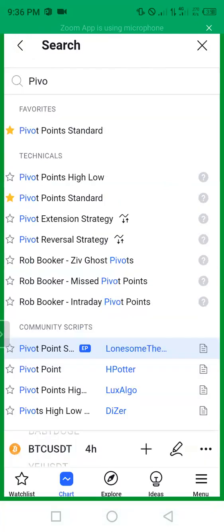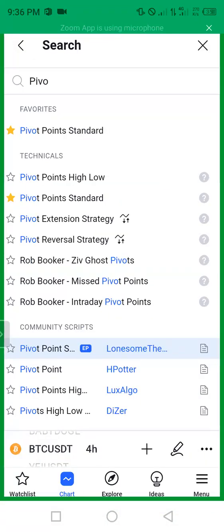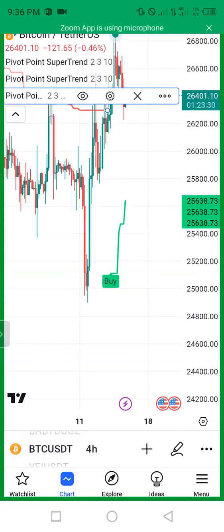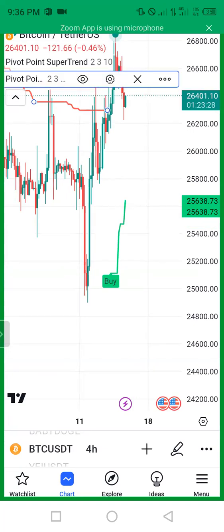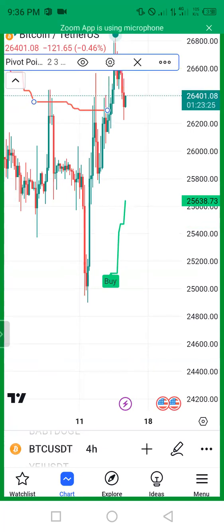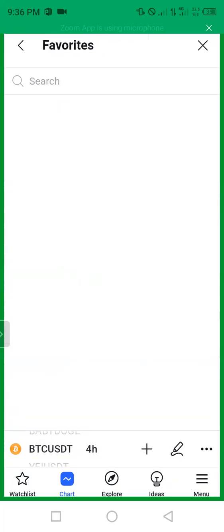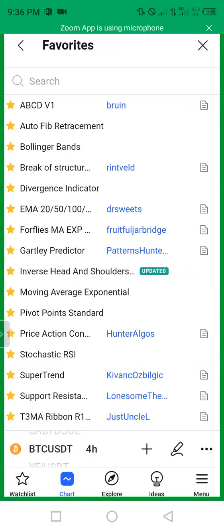No, not this one, it is adding itself. I don't want it. No, not you. I remove it. The free version of TradingView can only allow you to have 3. So pivot point standards, you just click on it.